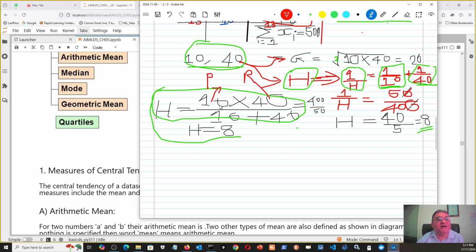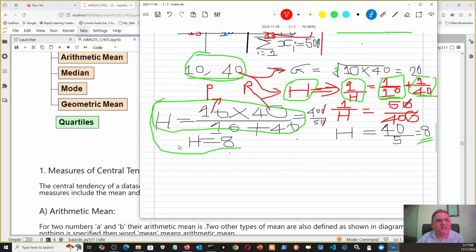So harmonic mean of P and R means what? It will be P multiplied by R divided by P plus R. So here it is 10 multiplied by 40 divided by 10 plus 40, or 400 by 50, that means 40 by 5, so harmonic mean is 8. But the limitation of this is that it can only work for two numbers, not for three numbers or five numbers. So remember the basic formula also, and remember the short form also.